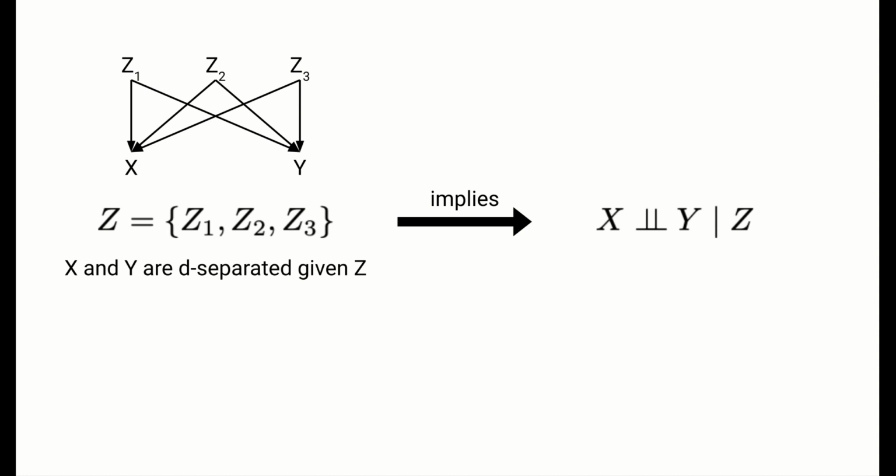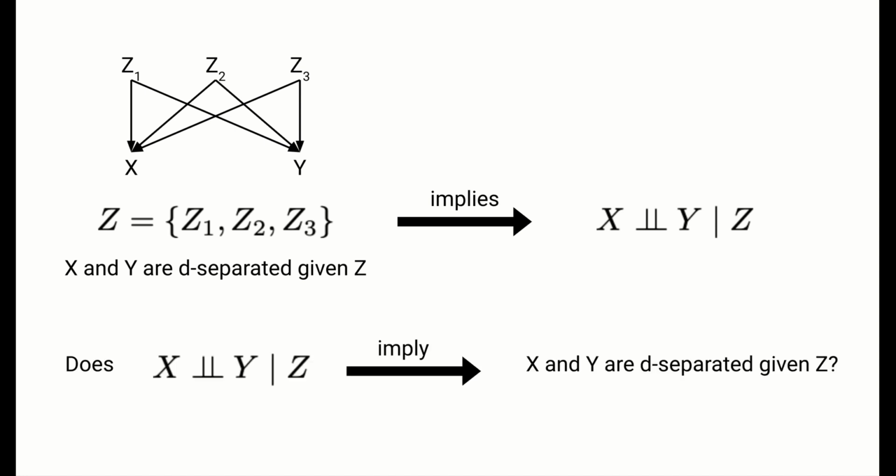From the data, we might observe that X and Y are conditionally independent given Z. When the data are jointly normally distributed, we can assess this with the linear regression model of X on Y, or Y on X, with Z1, Z2, and Z3 included. If we observe that X and Y are conditionally independent given Z in our data, then does that imply that X and Y are d-separated given Z?